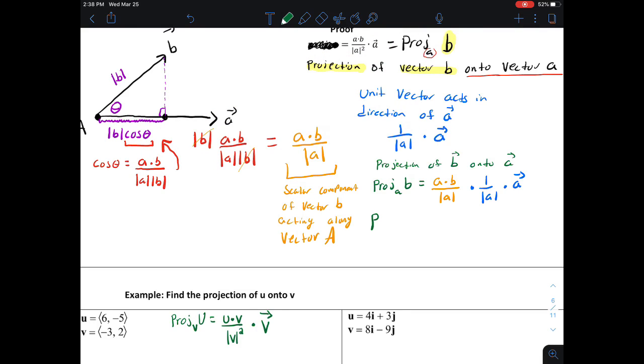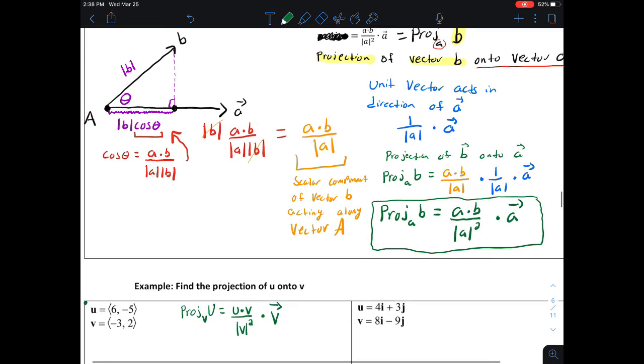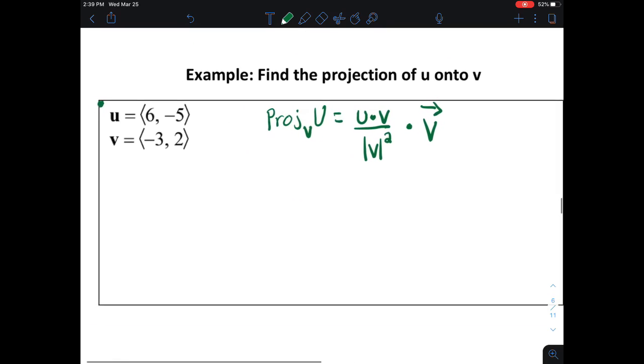If I put all that together and simplify, we wind up with the projection formula. The projection of B onto A is equal to the dot product of A and B divided by the magnitude of A squared, times vector A. So that's where the formula comes from. And what it does is allow you to get this projection without having to solve for the angle in between the two vectors, so it kind of streamlines the process. And I want to do one example here, so we'll apply it.